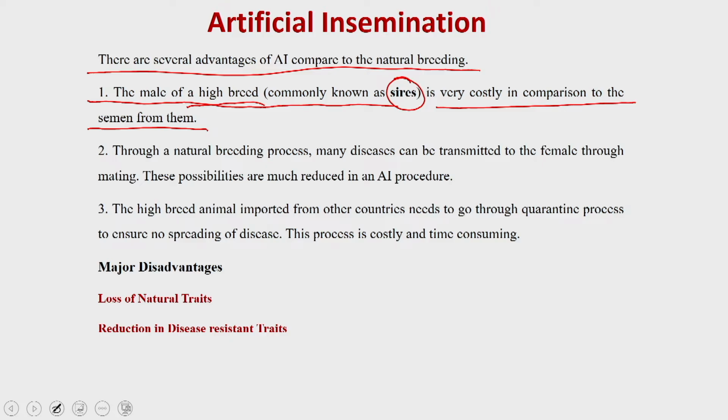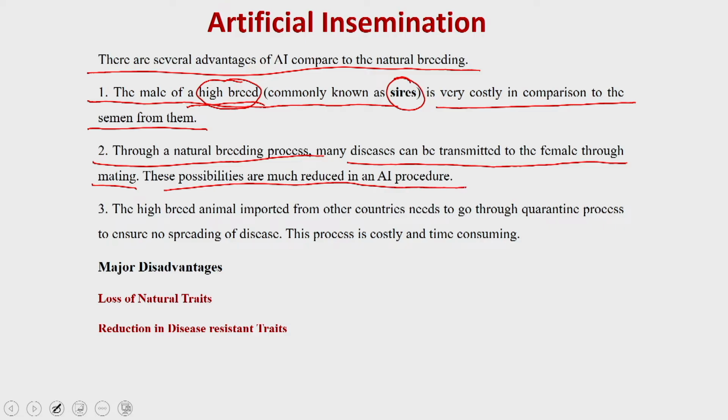So, if you would like to buy an animal of the same breed, it is going to be very costly, whereas you can buy a vial of semen from the same breed, and that is going to be cheaper. So, if you use the semen, you are able to perform the artificial insemination, and that is how you are going to get similar breeds through this procedure as well. Through a natural breeding process, many diseases can be transmitted to the female through mating. These possibilities are much reduced in AI procedures.